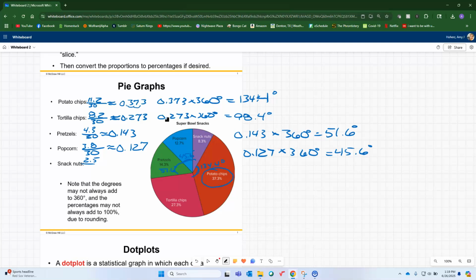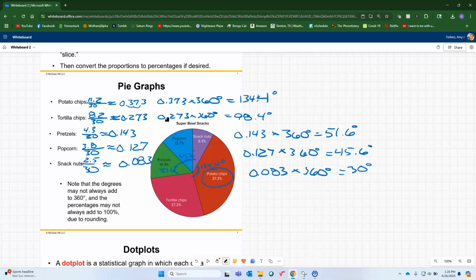All right, and then last but not least, the snack nuts are 2.5 out of 30, which is approximately 0.083. You can see that on the pie chart because they already have it switched to a percentage, 8.3%. And then if we take 0.083 times 360 degrees, we get 30 degrees. So that one came out exact. So the snack nuts are exactly 30 degrees of the pie.